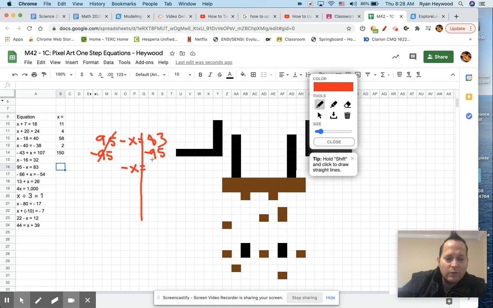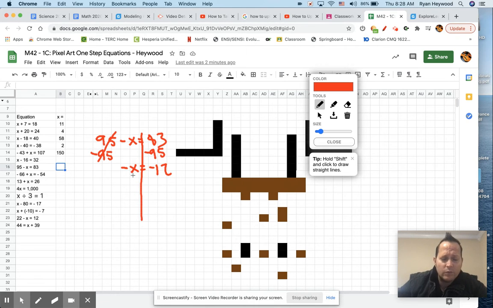Equals 83 minus 95. Well, we have different signs, so we subtract. 95 minus 83 is 12. The 95 is negative, so our answer is negative 12. So you have here negative x equals negative 12. Some of you guys might be like, all right, x equals negative 12, but if you did that, that would be wrong.